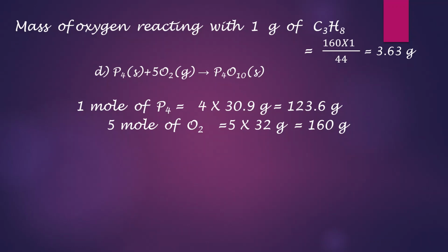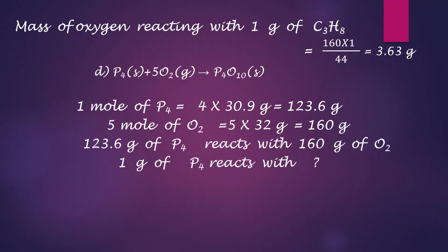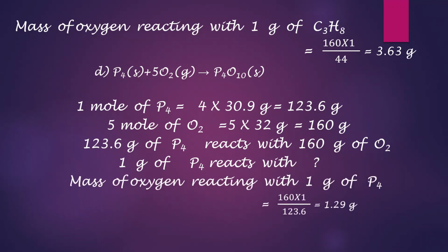So according to this equation, 1 mole of P4 reacts with 5 moles of O2. It means that 123.6 gram of P4 reacts with 160 gram of O2. Therefore, 1 gram of P4 reacts with how much gram of O2? So the mass of oxygen reacting with 1 gram of P4 is equal to 160 into 1 divided by 123.6, that is equal to 1.29 gram.